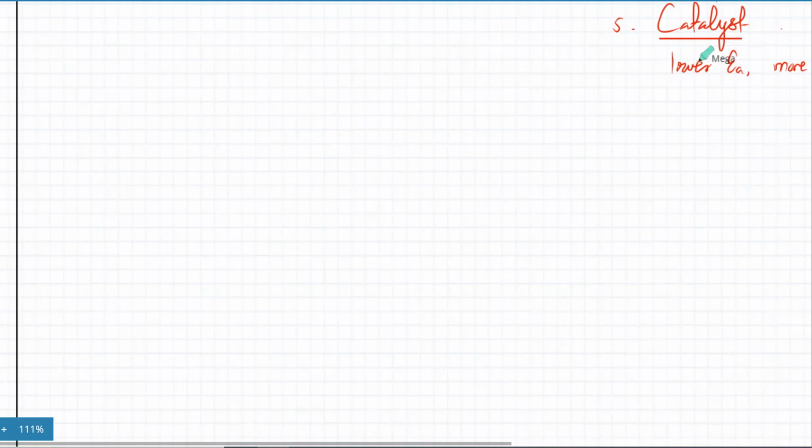Now the next thing is we're going to move towards and discuss the orders of a reaction. There's a thing called the order of a reaction.